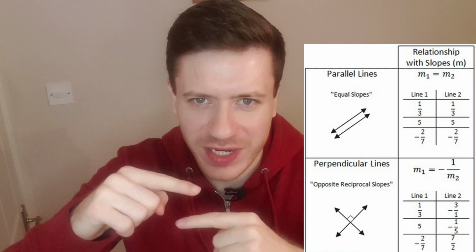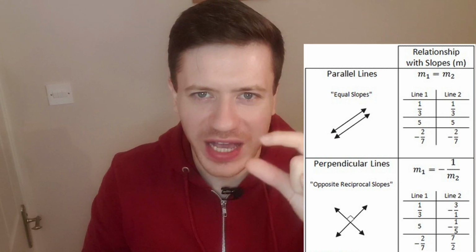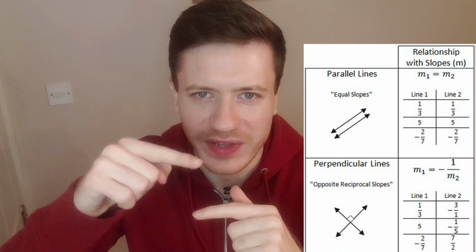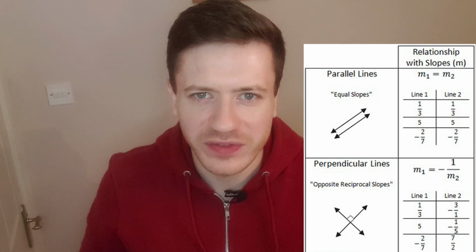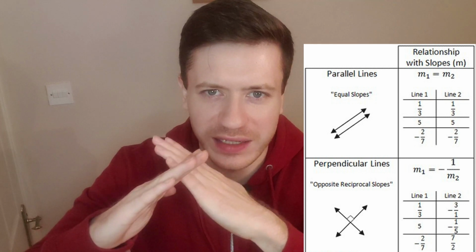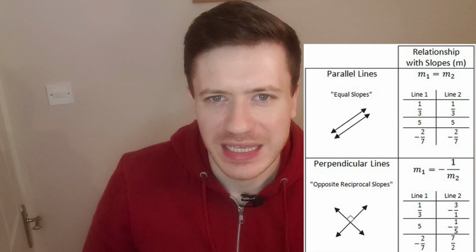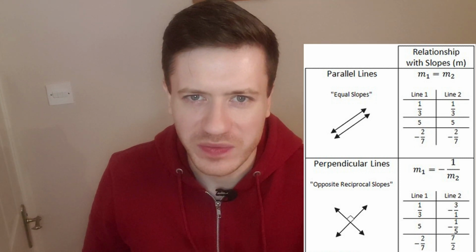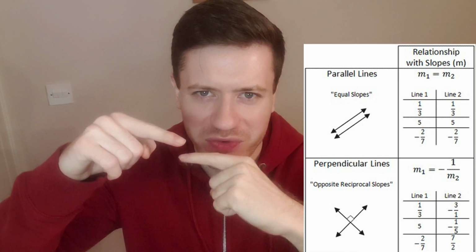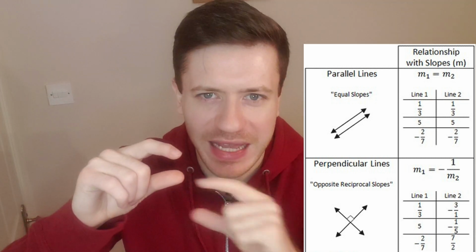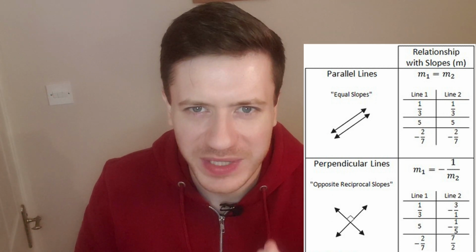Reciprocal just means flipping the fraction. Now you might say 5 isn't a fraction, but 5 is 5 over 1. So if we do the reciprocal of that, we get 1 over 5. Bringing those two things together, if my slope is 5, your slope as a perpendicular line would be negative 1 over 5. If my slope is a third, your slope is the negative reciprocal of that. The reciprocal of a third is 3 over 1, which is 3, and the negative makes it negative 3. And that's how you deal with perpendicular slopes.